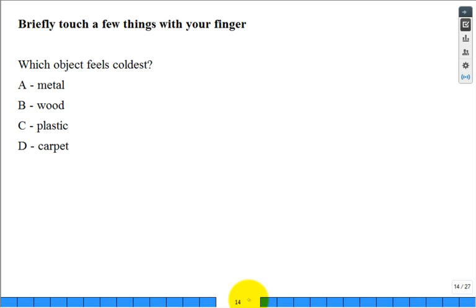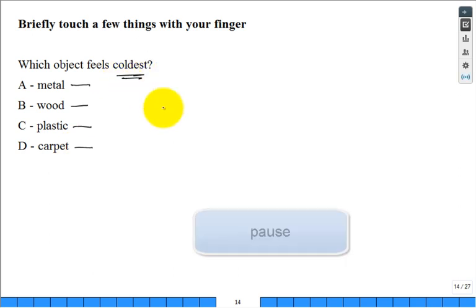Get your fingers back up to temperature. Then touch the next thing. Then touch the next thing. And then answer this clicker question. After you've found the metal, found the wood, found the plastic. We don't have carpet, so use the cloth of the seat in this room. Which one feels the coldest to your touch?